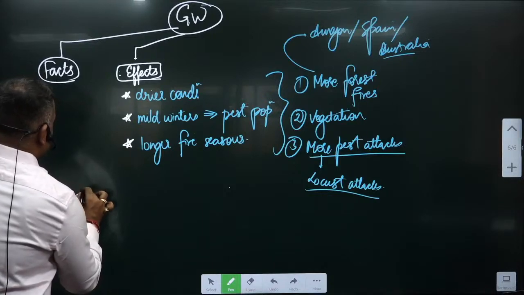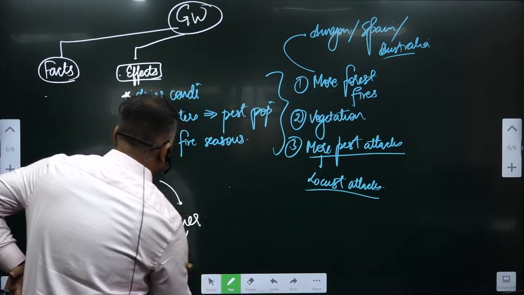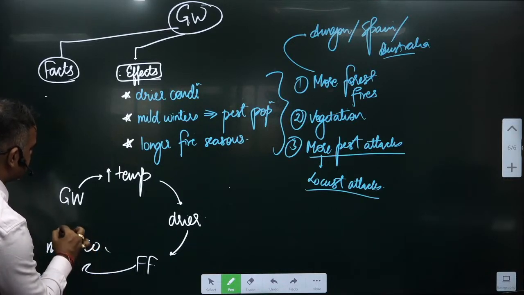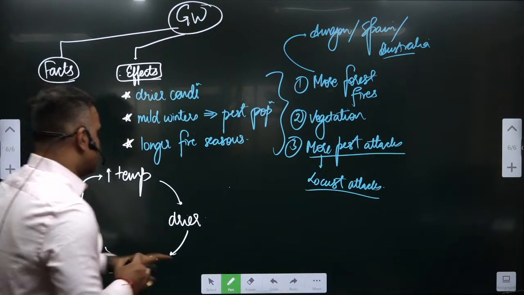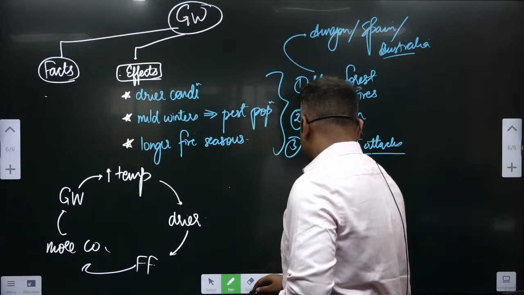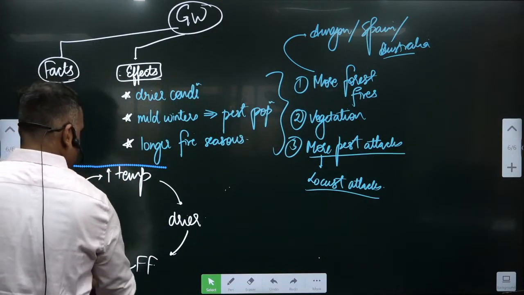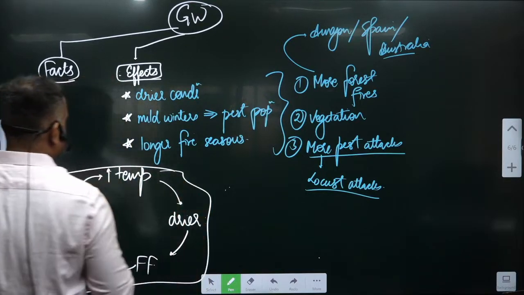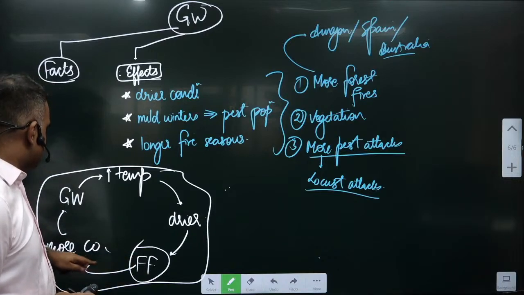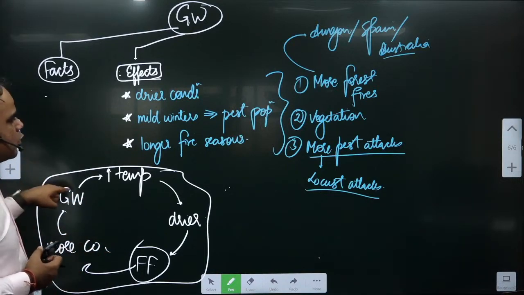Global warming leads to increased temperatures, leads to drier conditions, leads to more forest fires, forest fire leads to more carbon dioxide, leads to more global warming, increased temperature, drier conditions. This is how you can draw it. Overall, you can try to box this, something of this sort. Global warming leads to increasing temperatures, leads to drier conditions, leads to more forest fires, leads to more CO2 getting released, because carbon sinks are no more carbon sinks, they become carbon sources, and because of more carbon dioxide there is more global warming.